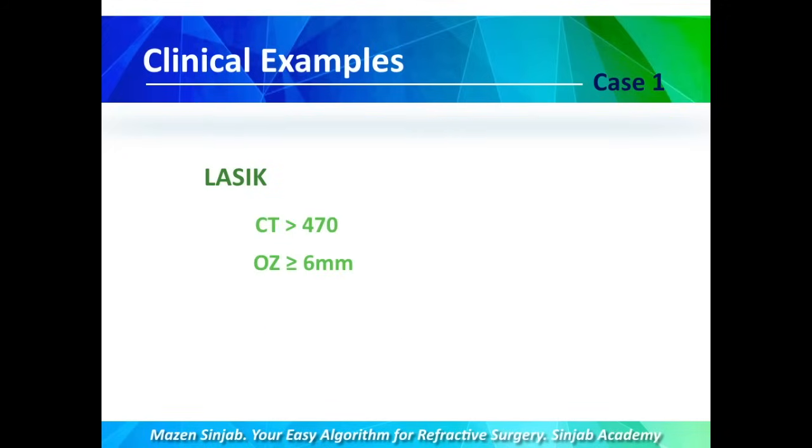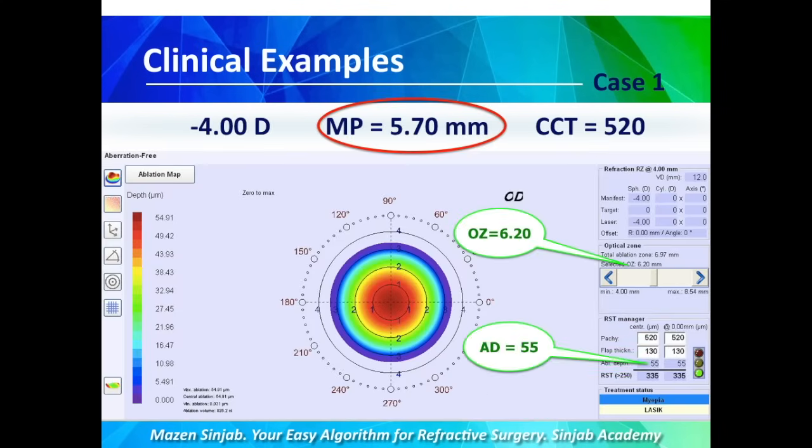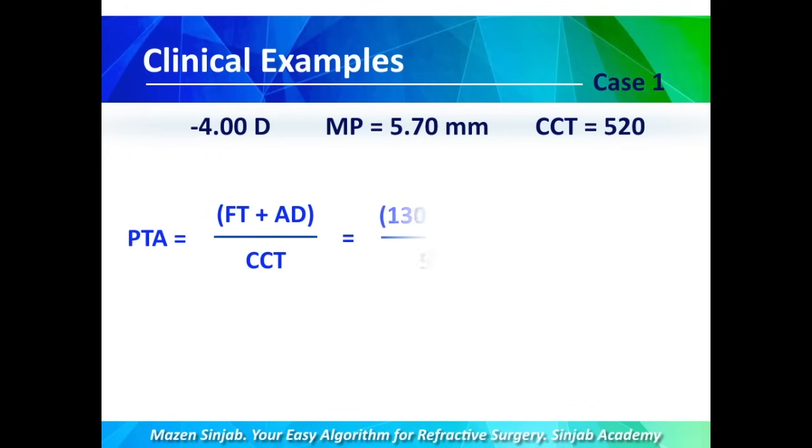LASIK. 2 conditions for LASIK. The pre-op corneal thickness should be at least 470 microns, and the optical zone should be at least 6 millimeters. For the 6.2 millimeter of optical zone, the ablation depth will be 55 microns. Now, we have to calculate the PTA. The PTA for a flap thickness of 130 microns will be less than 40%, and it will be acceptable, and the residual stromal bed is higher than 300 microns.